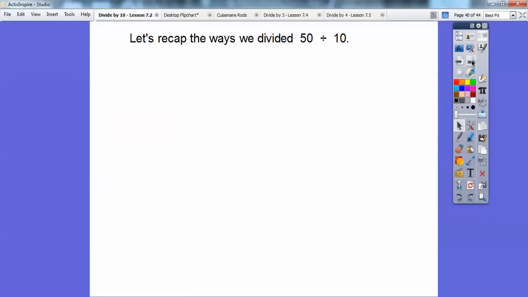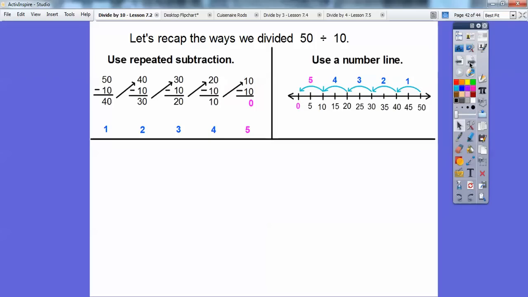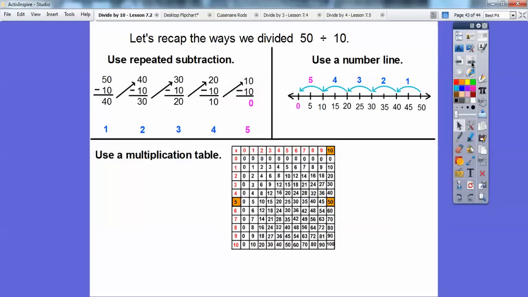Easy enough. Let's recap the ways that we just did 50 divided by 10. In the next few lessons, we'll do a couple more strategies also. We used repeated subtraction until we got to 0, and we got there 5 times, so 50 divided by 10 equals 5. Then we used a number line, and we went back by jumps of 10, minus 10, minus 10, minus 10. It took us 5 times to get to 0. Then we used the multiplication table, and we found out 10 times what number gave us this 50. We scrolled over, and it gave us 5, so 5 times 10 equals 50.